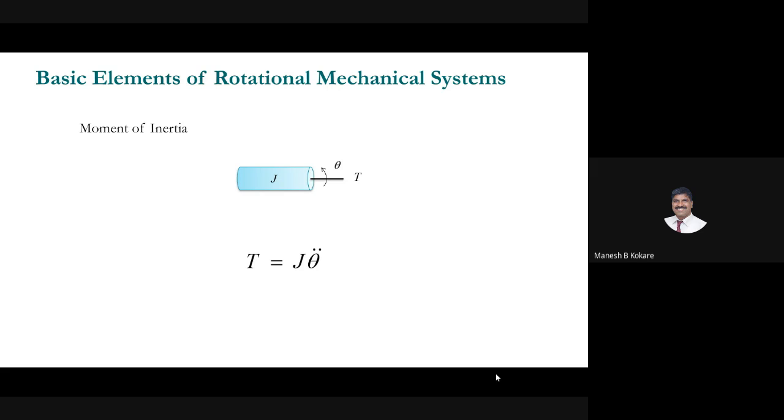I hope that you have understood the concept of the rotational mechanical system. Three basic elements: one is the moment of inertia, another is the rotational damper, and the third is the rotational spring. Have you understood the mathematical model of this? After that we will connect these rotational elements, and then we can find the overall mathematical model. So let me ask you whether you have understood or not.